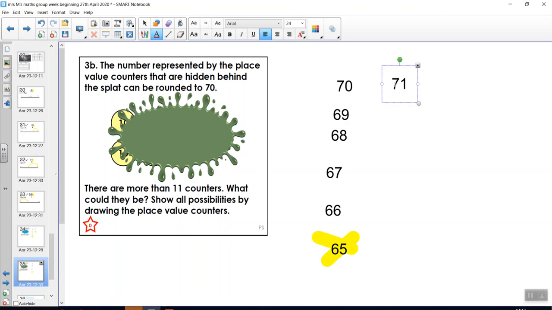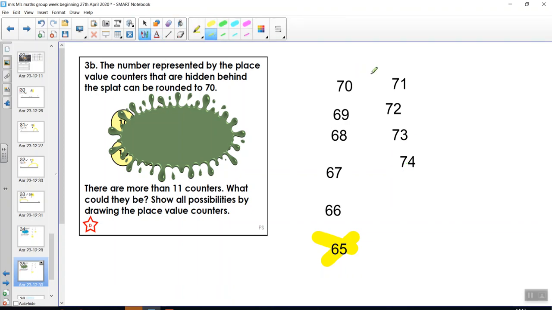Well, 71 would round to 70, but it would only be 8 counters. 72 would round to 70, but that's only 9 counters. 73 would round to 70, but it's only 10 counters. 74 would round to 70, but it's only 11 counters. And 75 would not round to 70, it would round to 80. So none of these would help us. And we know that 70 wouldn't help us. So these are all the possible numbers that could be hidden underneath the splat.